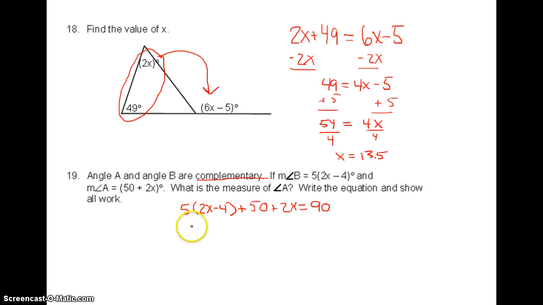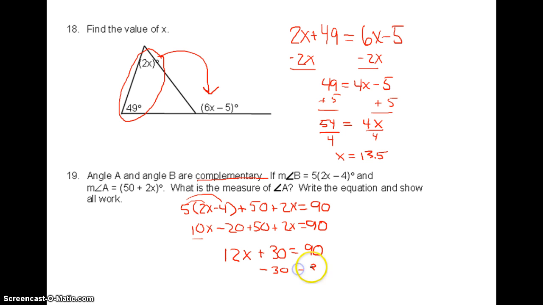Okay, first we're going to get rid of the parentheses. 5 times 2x is 10x minus 5 times 4 is 20 plus 50 plus 2x equals 90. Combine like terms, I got a 10x and a 2x, so that's 12x. I got a negative 20 and positive 50, so that's plus 30 equals 90. Subtract 30 from both sides. 12x equals 60. Divide by 12. x equals 5.